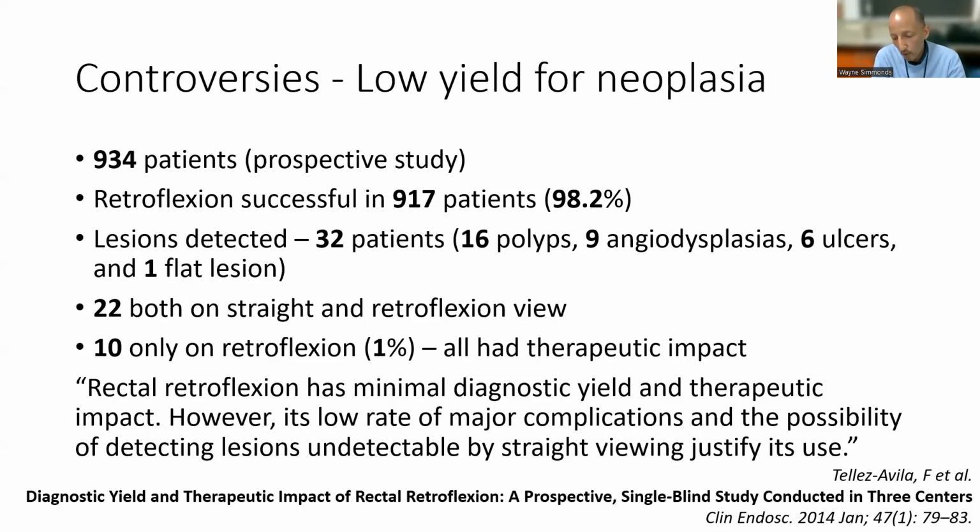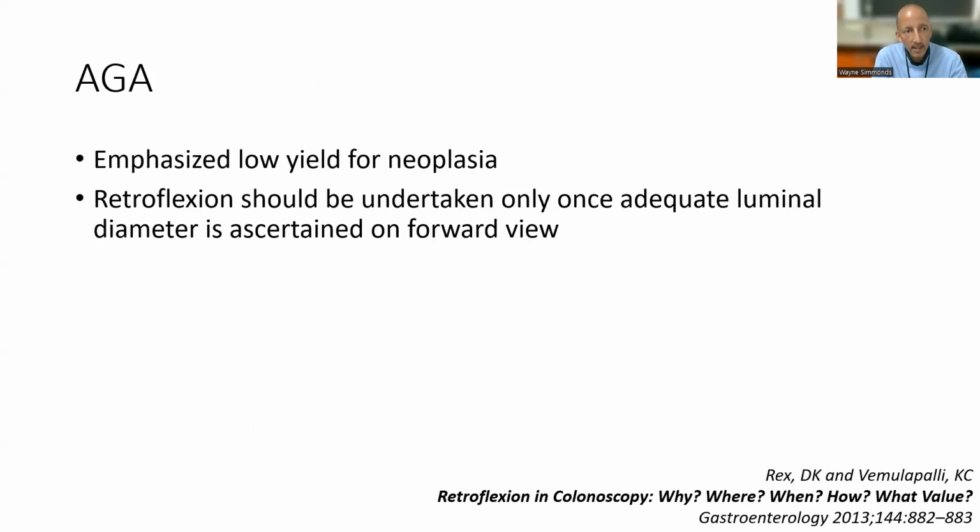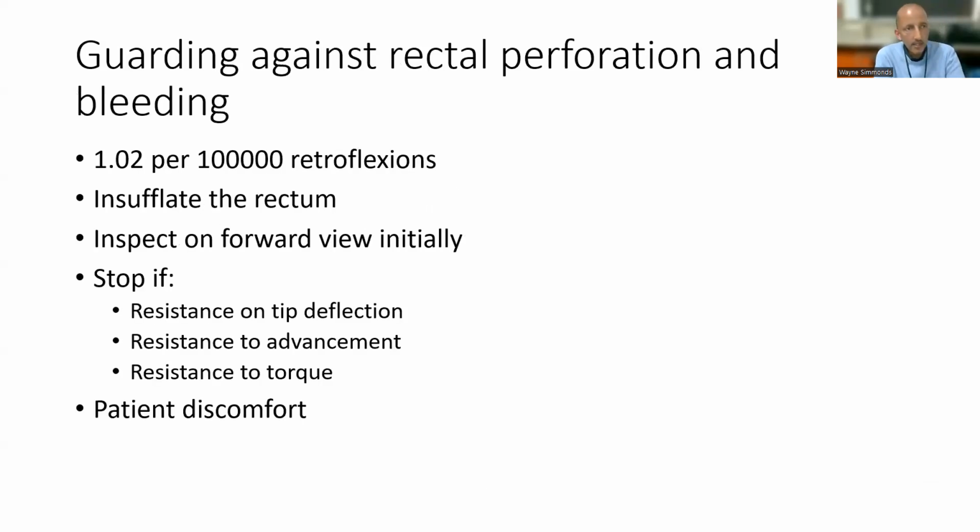So really a very low yield of neoplastic lesions on rectal retroflexion. All neoplastic lesions were found on front viewing, which is the common theme throughout these studies. The AGA emphasized this in 2013 as well, when this article emphasized the low yield for neoplasia. And they said, while it should be done, it should be undertaken only once adequate luminal diameter or caliber is ascertained on front or forward viewing. So the same theme applied.